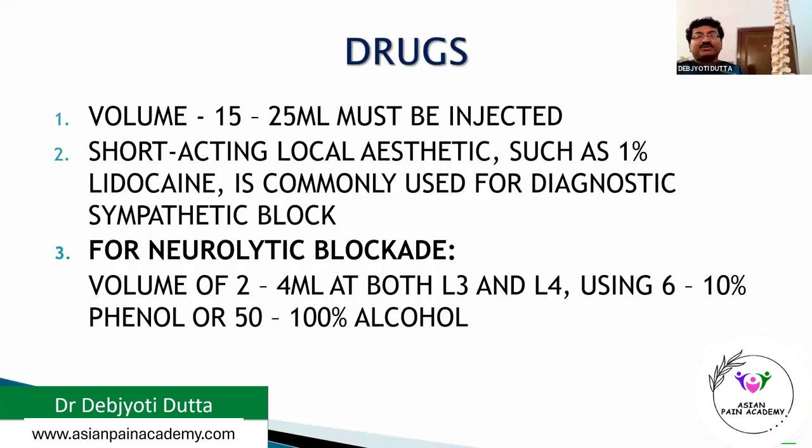Now, for the diagnostic blocks, the things we need are these. Definitely, we will require local anesthetic, and usually 15 to 25 ml volume is injected. Usually, a short-acting local anesthetic such as 1% lignocaine is commonly used for the diagnostic sympathetic block, and for a neurolytic block, we can use 2 to 4 ml at both L3 and L4. Sometimes we require it at L2 as well, using 6 to 10% phenol, which is most commonly used, or 50 to 100% alcohol. But most commonly used is 6% phenol.